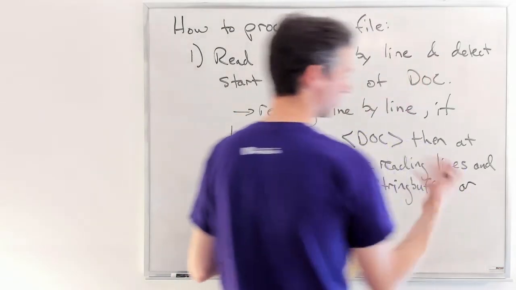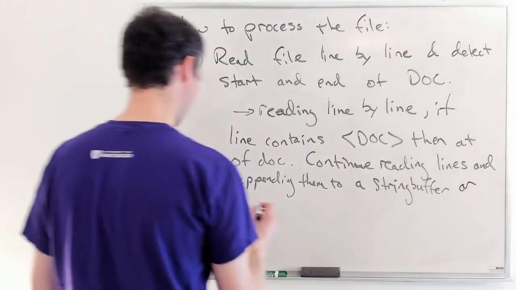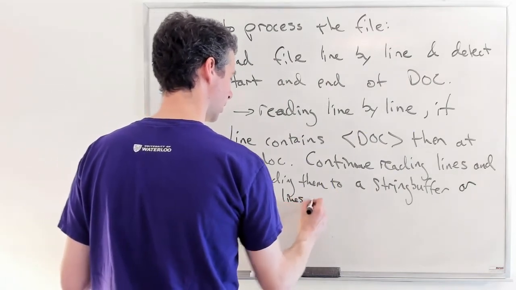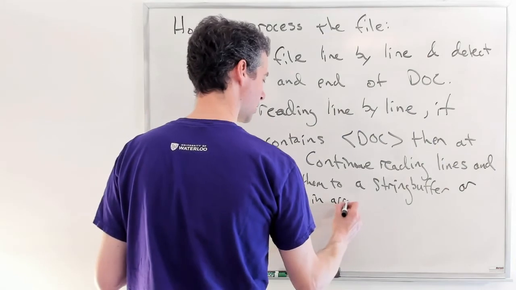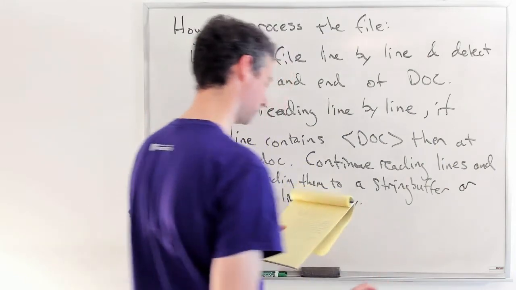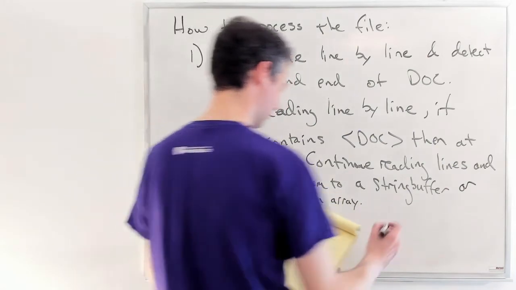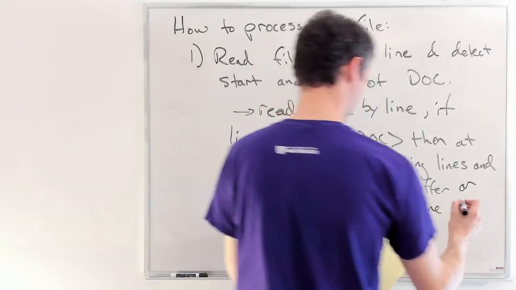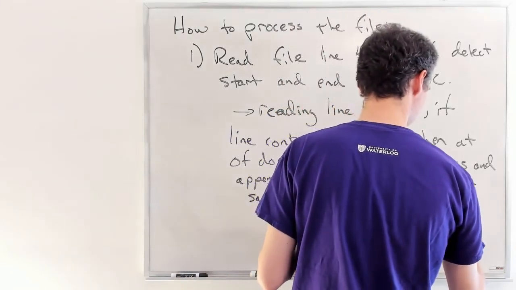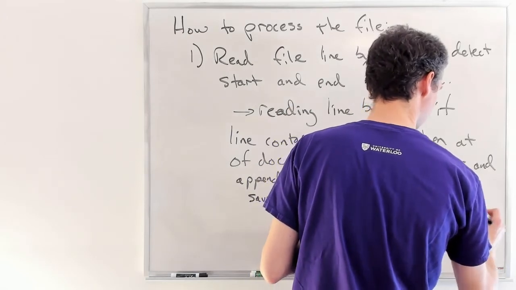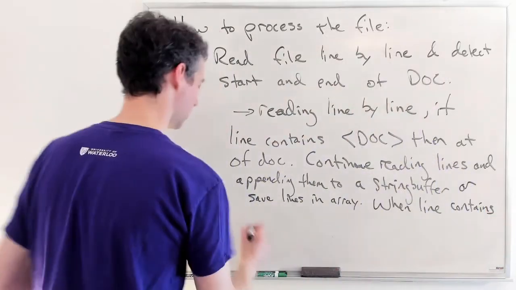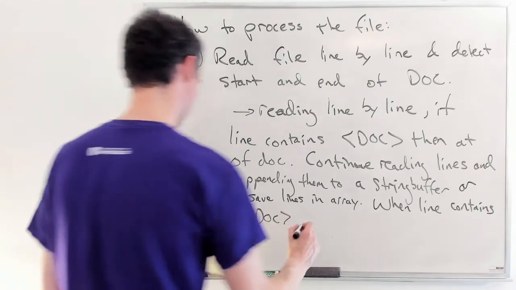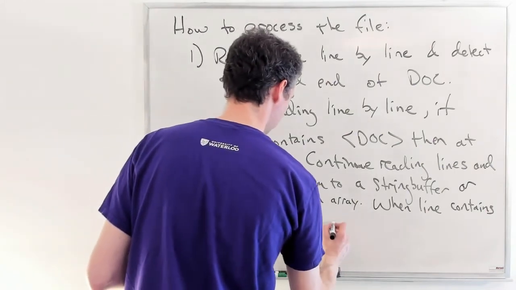Or if you don't want to use a string buffer, you can save the lines one after the other in an array. You just keep pushing and appending them to the array. Now, when you reach a line that contains the closing doc tag, /doc, you are at the end of the document.